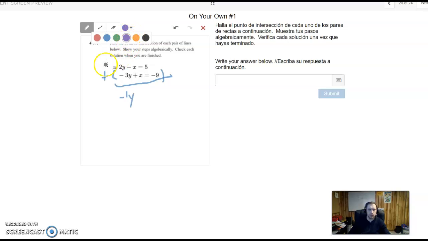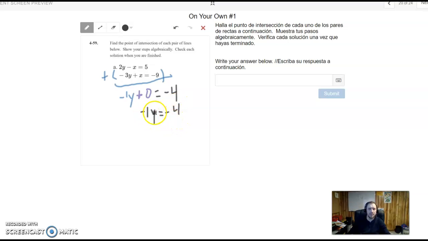Do these in different colors so you can see the columns. Negative x plus positive x, that's going to be plus a 0 right there, right? And we don't even have to write that, but I'm going to write it right now so you can see it. And then finally, 5 plus negative 9, that's negative 4. And so you end up with negative 1y equals negative 4.